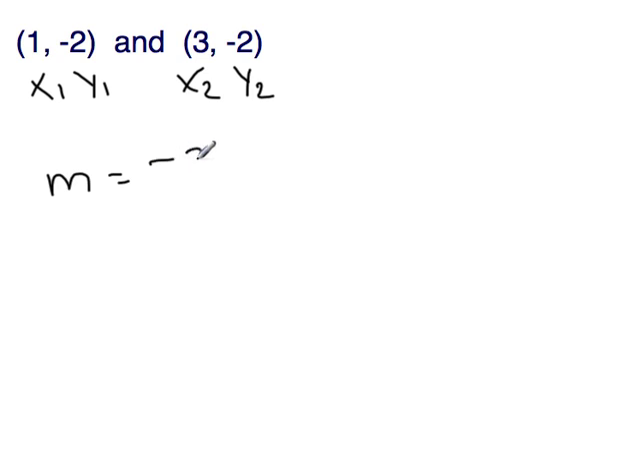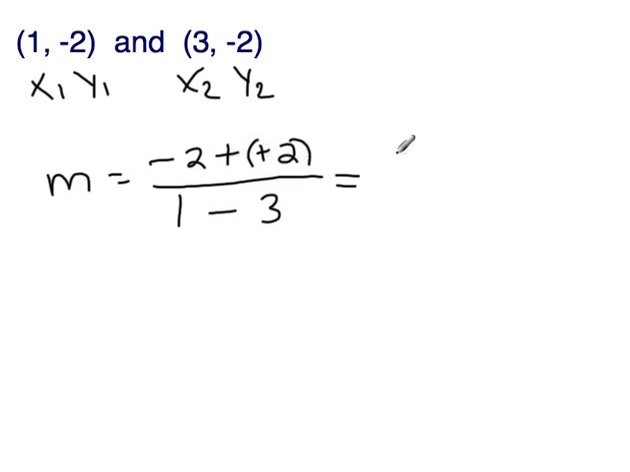So I'm going to use -2 minus -2 over 1 minus 3. Now, what's going to happen here? If I change those signs, negative 2 plus 2 is 0 over, and if you change these signs, this would become plus negative 3. So that would give me negative 2 in the denominator. That slope is 0. Because 0 is in the numerator, the slope is 0.